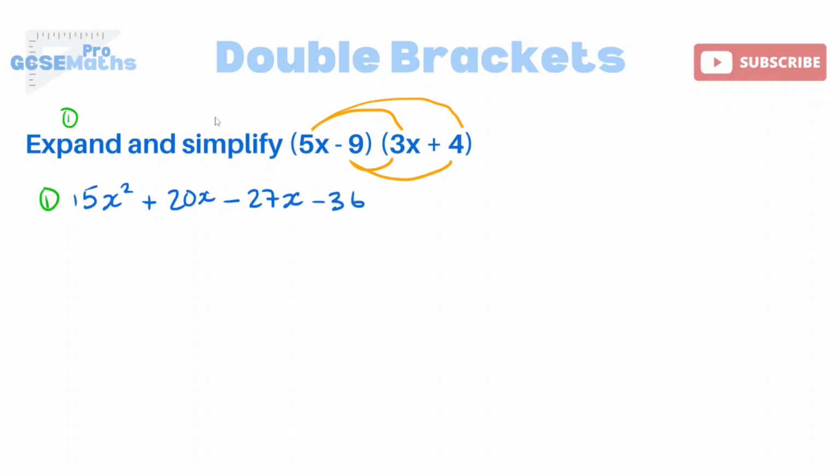Okay, so we've expanded. Now we're going to simplify. Just those 2 terms in the middle, both x terms, can simplify. So 15x squared. And 20x minus 27x will give me minus 7x overall, minus 36 at the end.